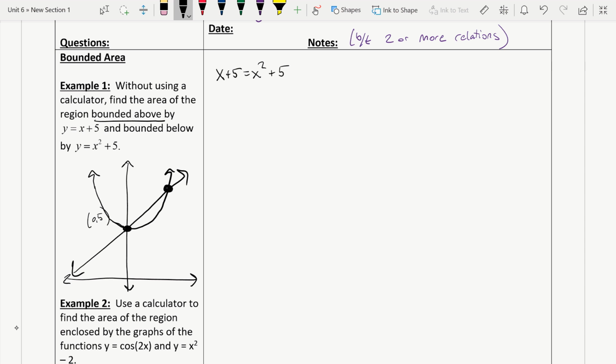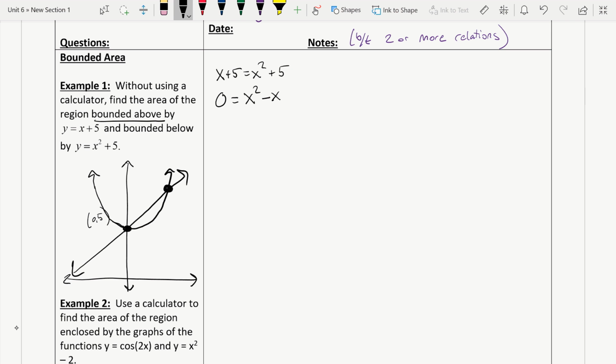Now this will give us an x value, but then we can turn it around and solve for y if we need. Actually, we won't need that y value. We're going to need the x value here on this problem, but in a future problem, you could need the y. Okay, so let's just do some subtraction here. I'm going to move over the x. I'm going to move over this 5. So we have x squared minus x, and then 5 minus 5 is 0.